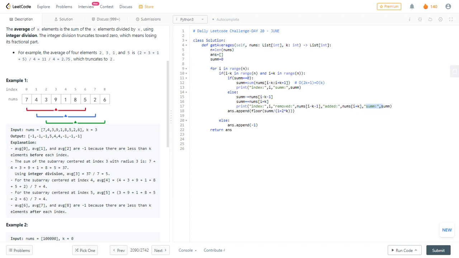Finally, after both these steps, I am appending to the answer. This is common to both the steps, this step and the else condition also. Then what I will append is the floor of the sum divided by 2k plus 1. Why 2k plus 1? In whichever case i minus k and i plus k are in the range, obviously we are going to have a sum of k elements to the left, k elements to the right, and the center element. So 2k plus 1 elements. That's where this is coming from.